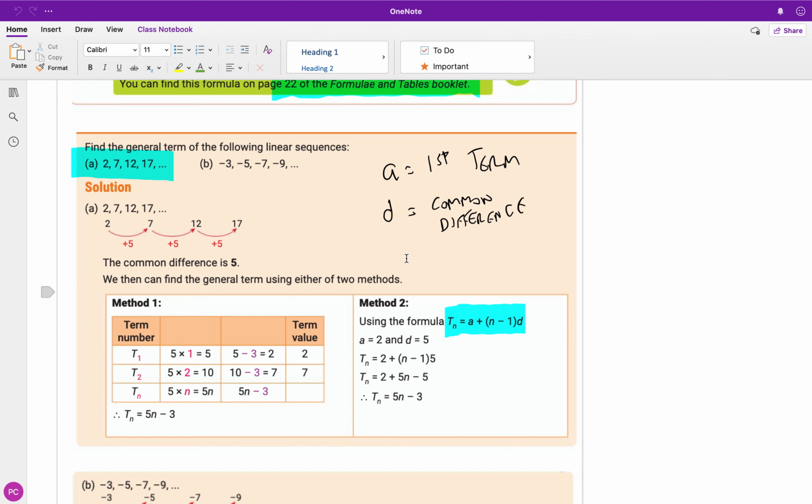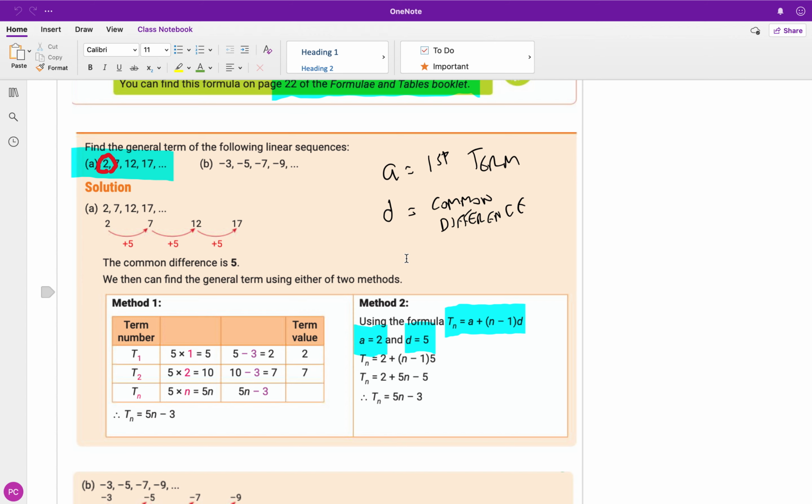If I look at part A, what's our first term? It's 2, isn't it? What's our common difference? What's the difference between 2 and 7? It's going to be 5. What's the difference between 7 and 12? It's going to be 5. What's the difference between 12 and 17? It's going to be 5. So for part A, they've worked that out for us. They're saying a is 2, because that's the first term, and d is 5.